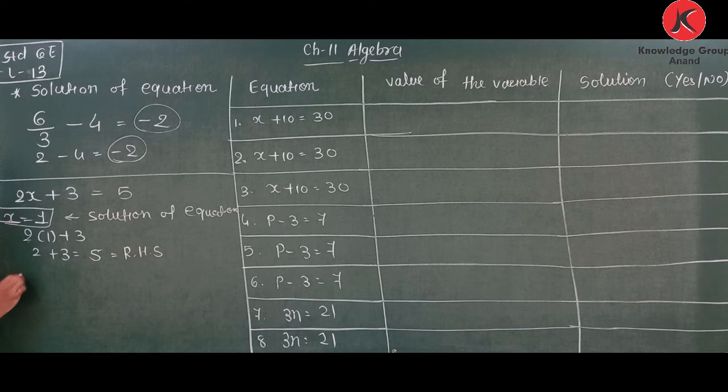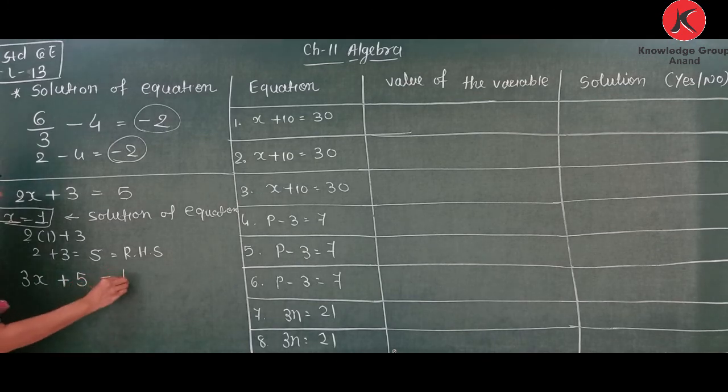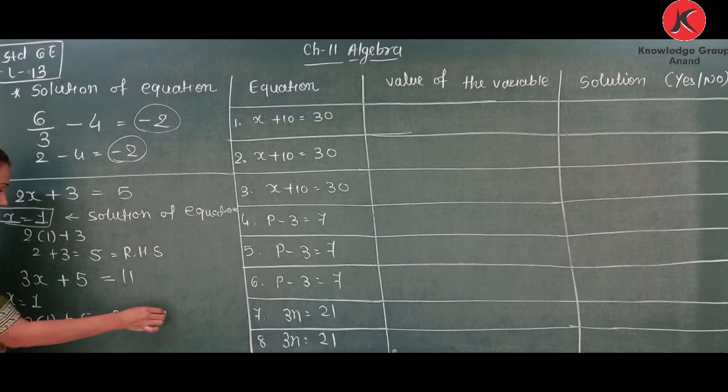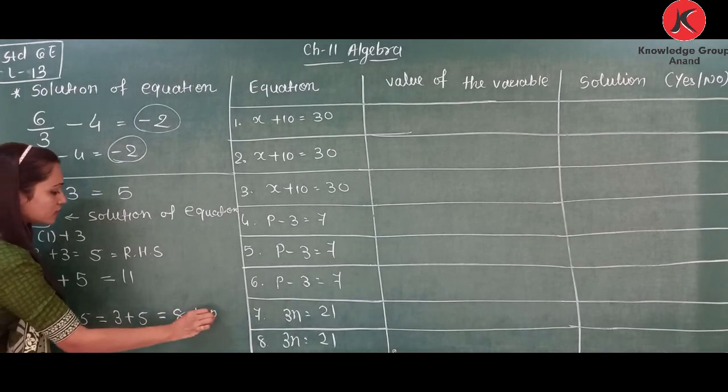One more example: 3x plus 5 is equal to 0. Now let's take x is equal to 1. You can also start from 0. Sometimes the solution of an equation can be 0. If you take x is equal to 1, it means instead of x you need to write 1 in the left hand side. So 3 times 1 plus 5, that is 3 plus 5. It is 8, not equal to the right hand side.